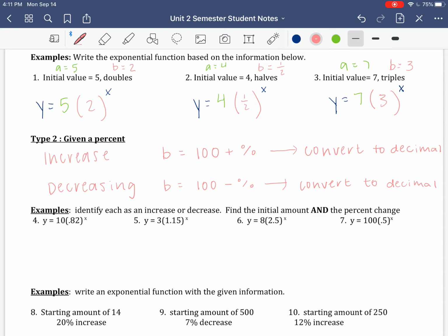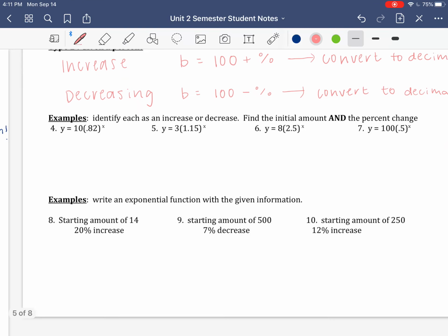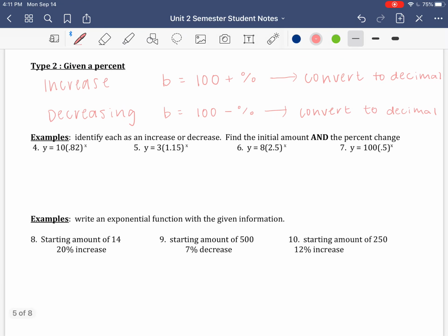I like the problems at the bottom to start with here, actually. So I'm going to jump down to example 8, and then we'll come back to these. If you printed out your notes, I'm going to jump around just a little bit. Look at number 8 for me, way down here. In this problem, we're told that we have a starting amount of 14. So right off the bat, A is 14. And then we're told we have a 20% increase.